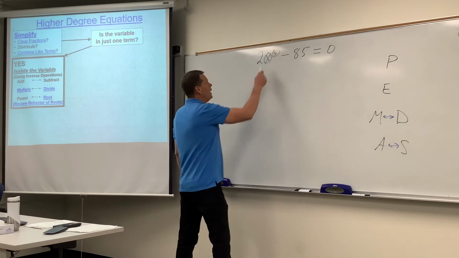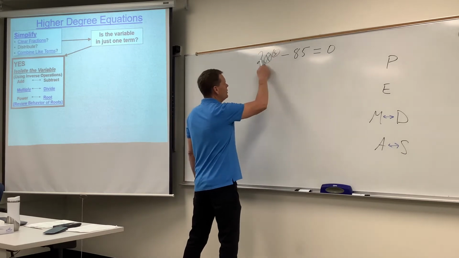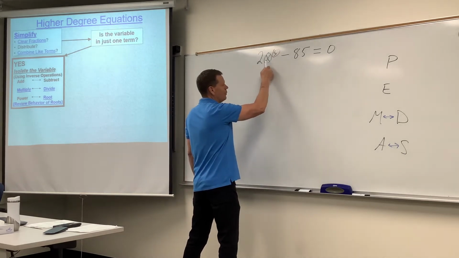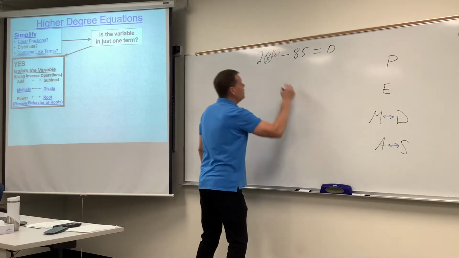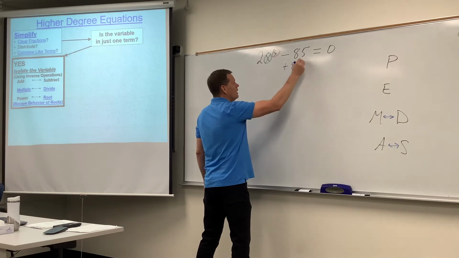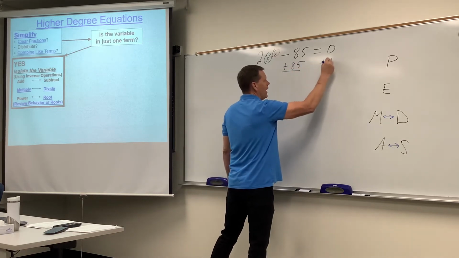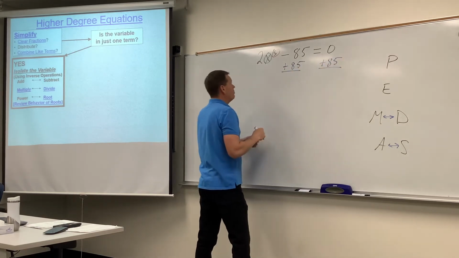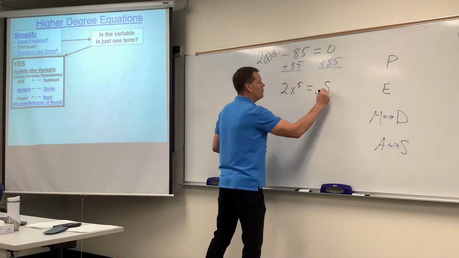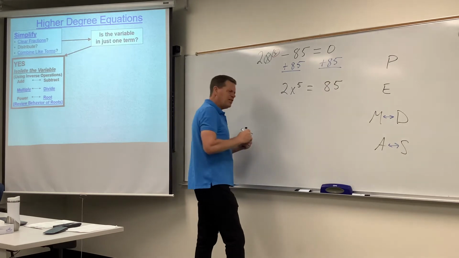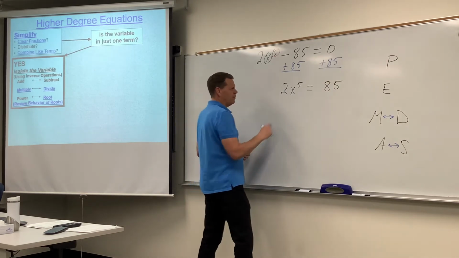So anyway, in the order of operations, in reference to x, the furthest operation from x would be that subtraction of the 85. So again, we would use the inverse operation of add 85 to move that over basically to the other side of the equation. So now we have 2x to the fifth power equals 85. These steps are just like examples 1 and 2 thus far.